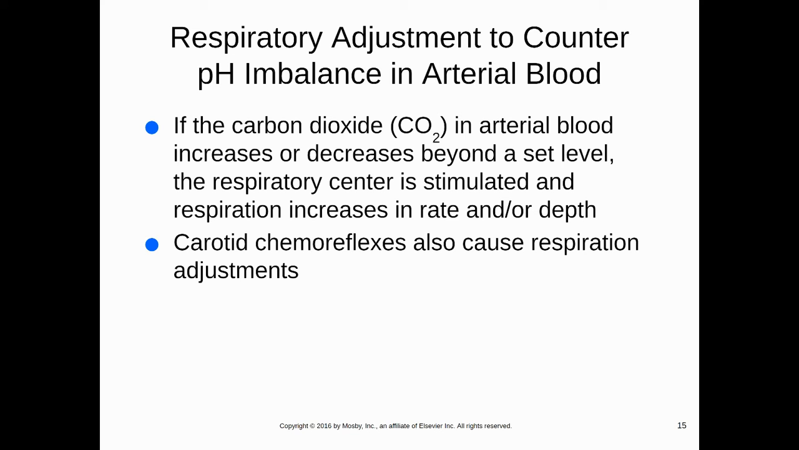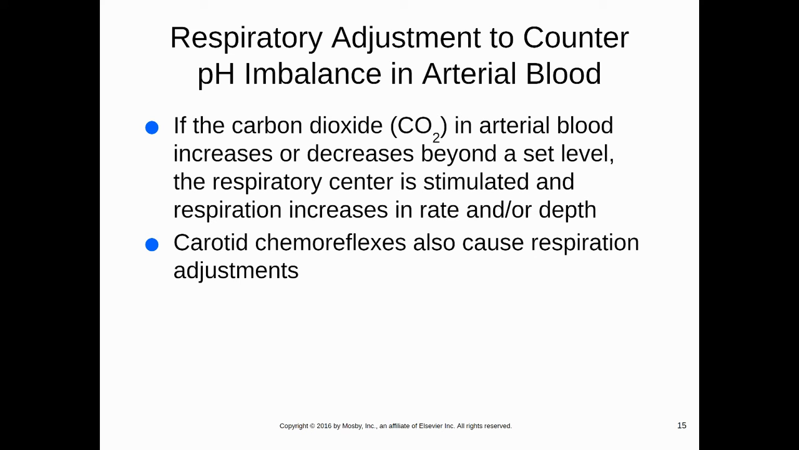So our respiratory center will adjust to make sure that our arterial blood pH stays in that 7.35 to 7.45 range, either by increasing our rate or by making us take deeper breaths, or by decreasing our rate of respiration.